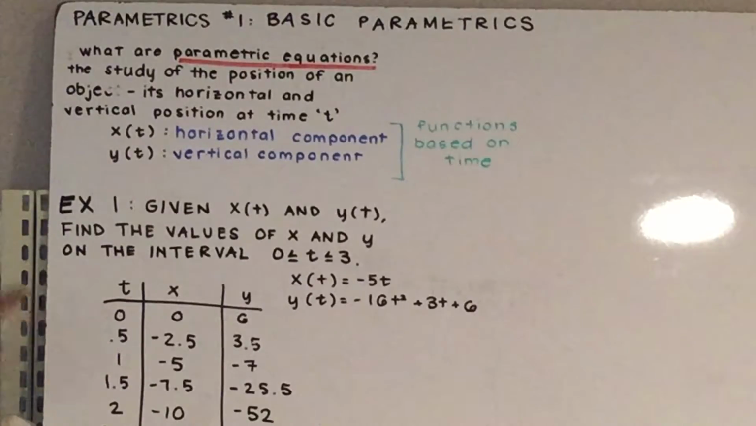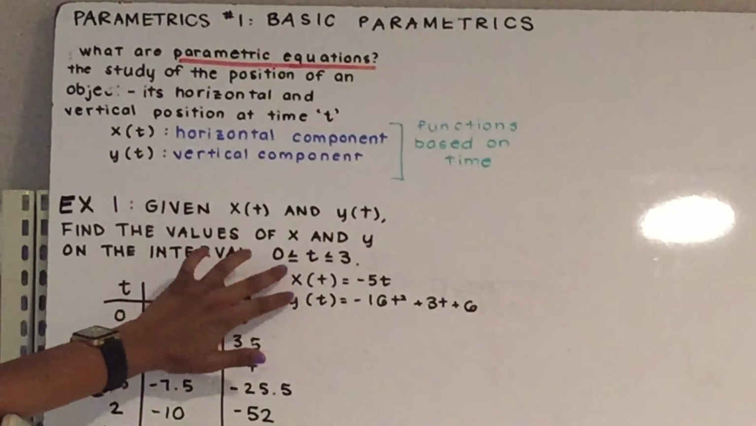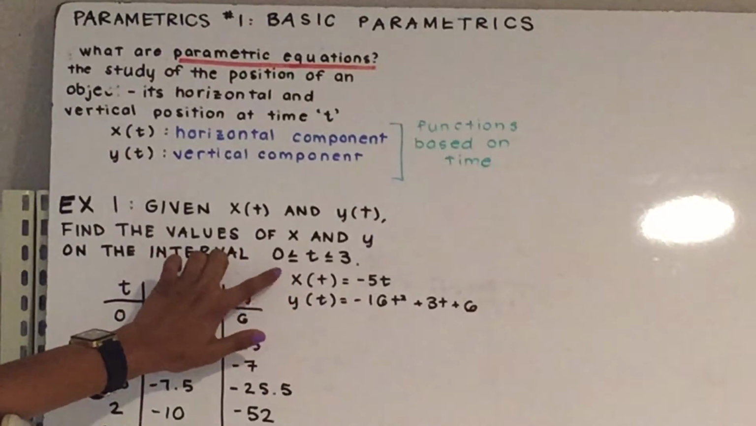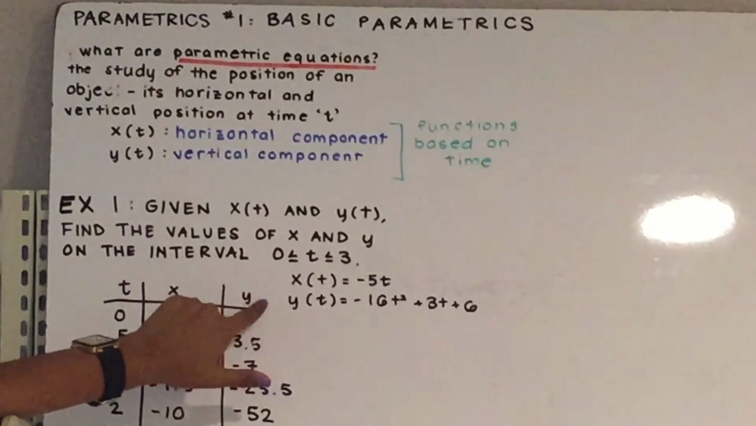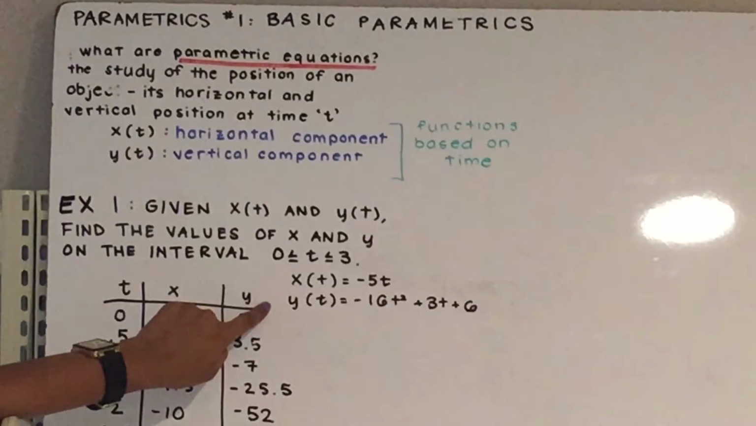So our first example is, given the x of t and y of t equations, you're going to find the values of x and y on the interval 0 to 3. Meaning that as time goes from 0 to 3, where are the x and y points moving? So given x of t and y of t, x of t is defined as negative 5t, y of t is defined as negative 16t squared plus 3t plus 6.